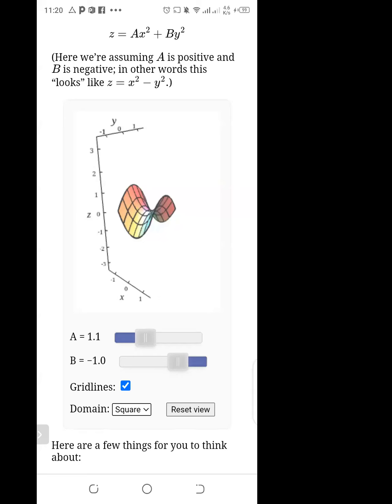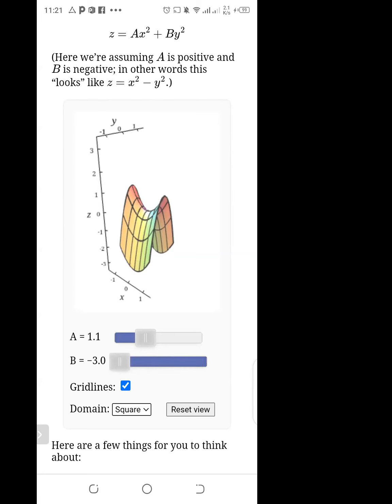Okay. So my b here is -1. Let's change it. Let's go first to b is equal to 0. We eliminate the y completely. So again, we get a parabola in 3D. And then when we keep increasing our b, this is the effect. b is increasing. This is b is equal to -1, and so on. That's the effect.